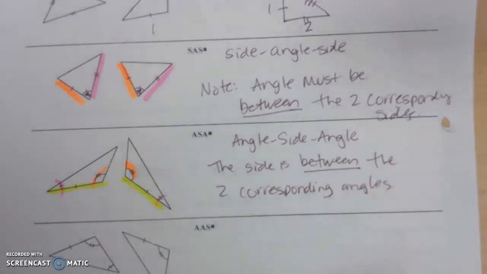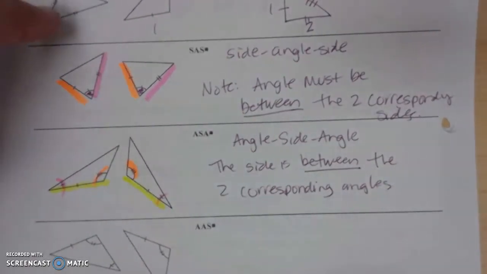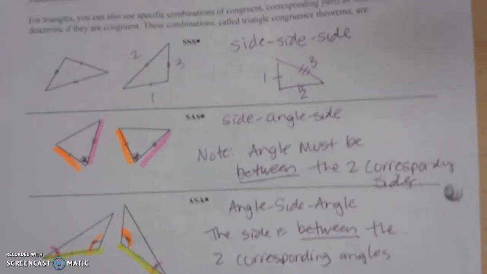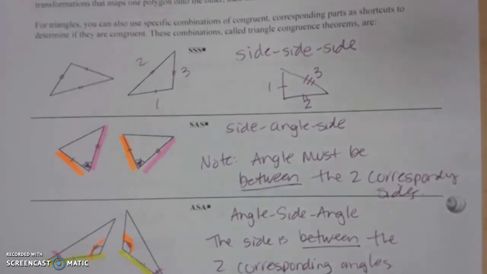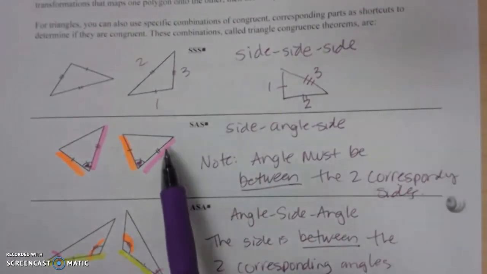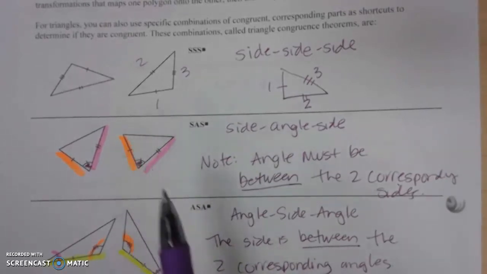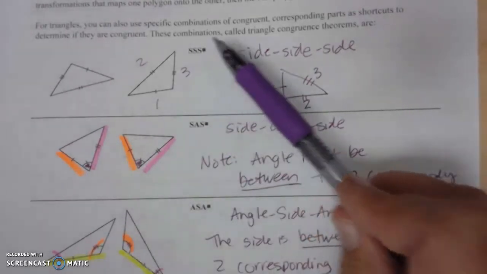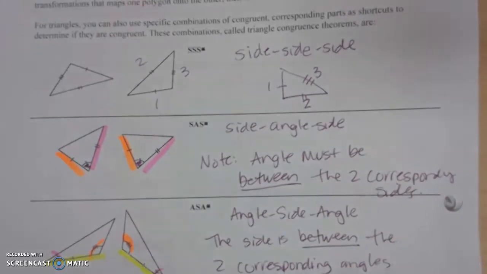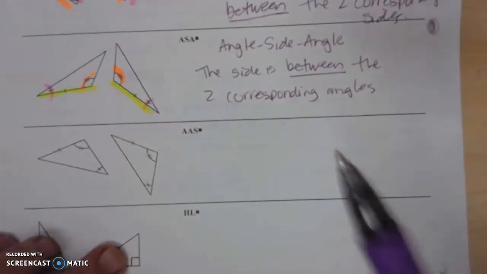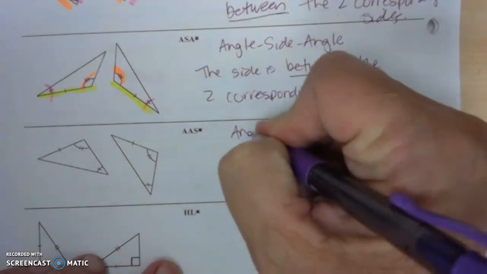And it has to be that way. All right? So here are now 3 shortcuts. So why are these shortcuts important? Because instead of showing all 6 parts, the 3 sides and the 3 angles, I can just show you the 3 sides, or side, angle, side, or angle, angle, side.